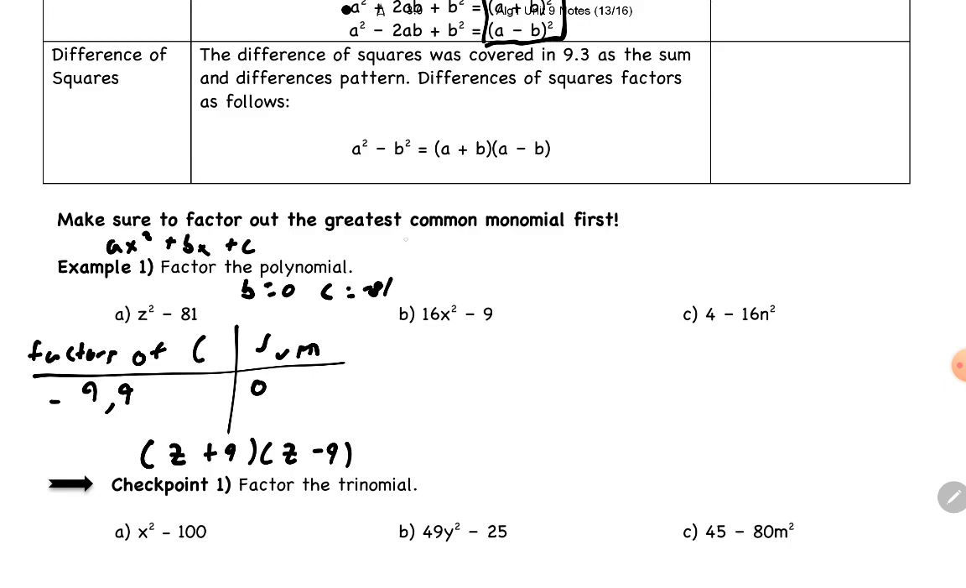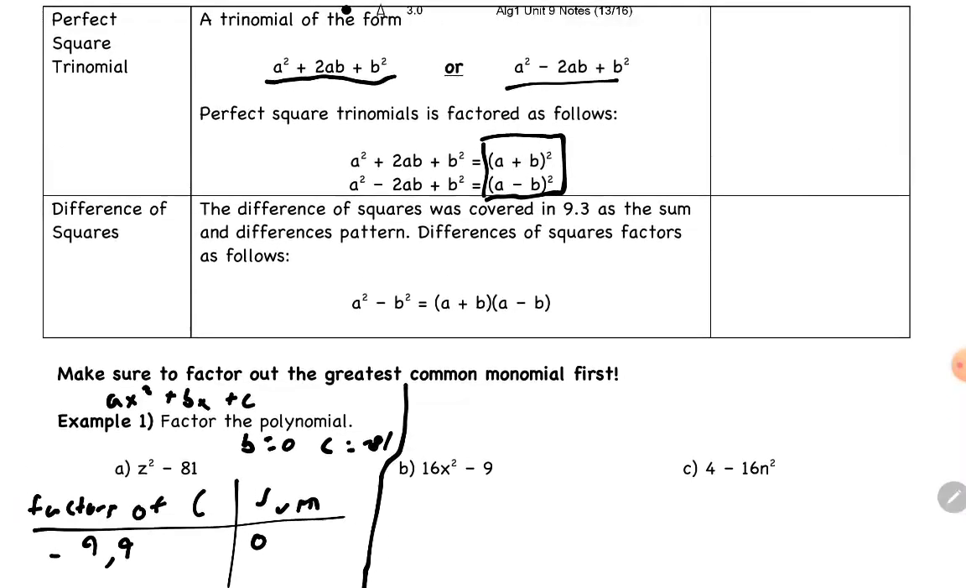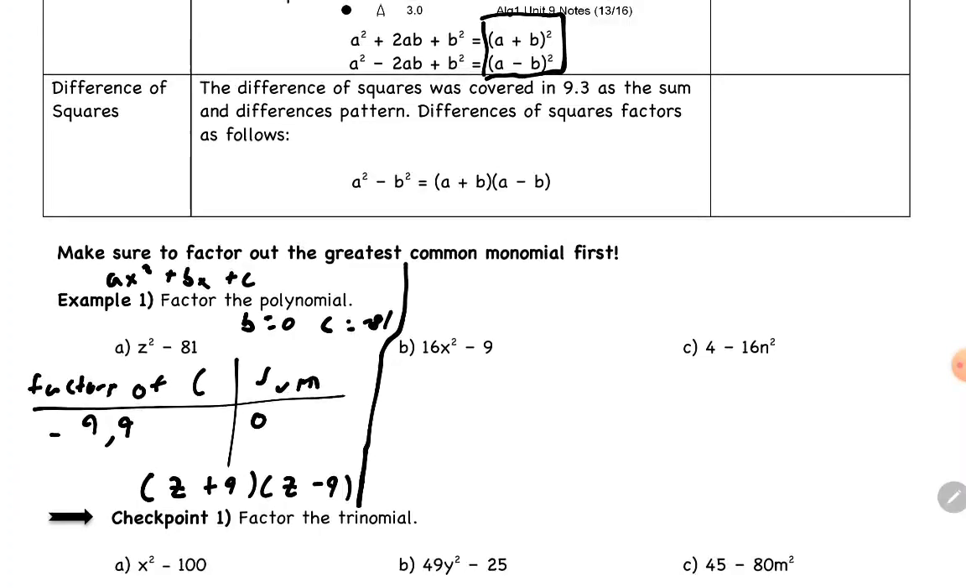Okay? So if you know how to do that, you'll be fine. But if you want to use some of these shortcuts, that's okay too. So part B kind of looks something like this, right? We have something minus something. So we have 16x squared minus 9.